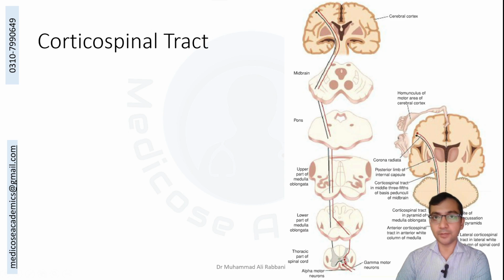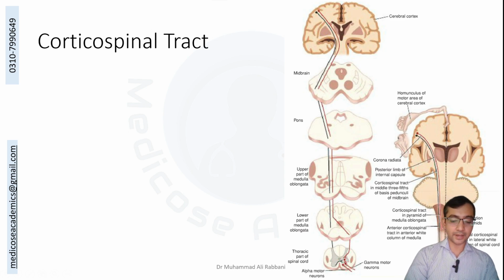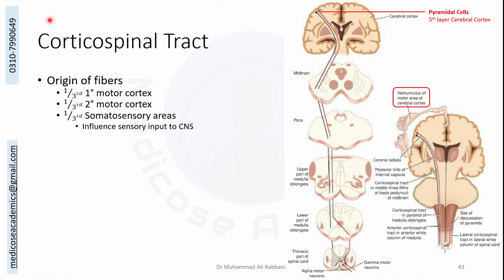Let us dive a little deeper into the corticospinal tract. We will go in the direction of the signal, from above downwards. Let's start from here. The name indicates cortex, corticospinal. It starts from the cortex. But from where exactly in the cortex? We can divide it into three parts. One third, one third, one third. Some books say 30%, 30%, and 40%. Whatever you like, both will work for you.